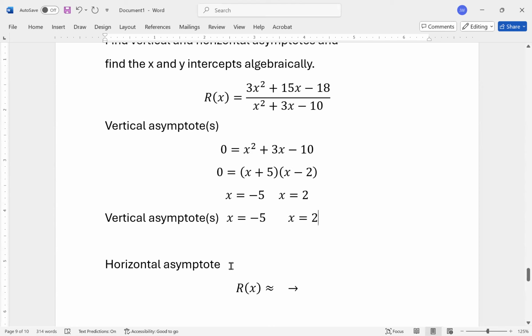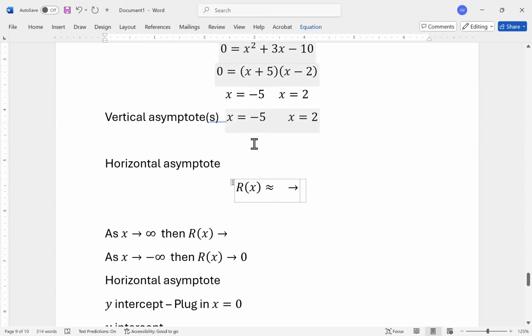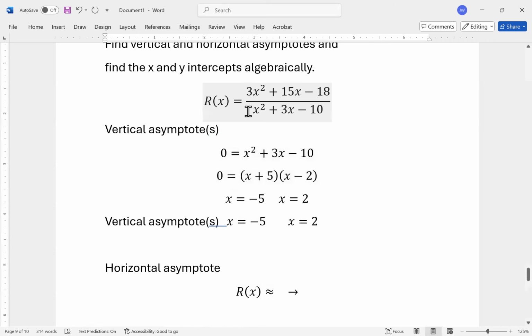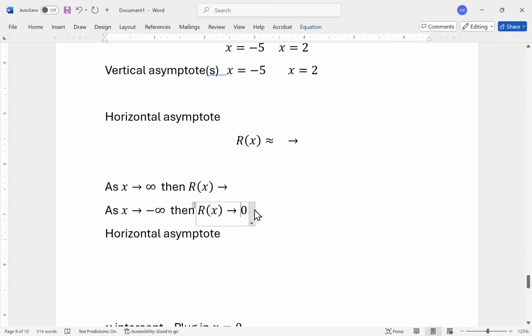To find a horizontal asymptote, we just look at the lead terms of the top and bottom. Notice that these two have the same degree, so we can state immediately that my horizontal asymptote is y equals lead term divided by lead term, which is 3/1. So I know I'm going to get a horizontal asymptote of y equals 3/1, which is y equals 3.